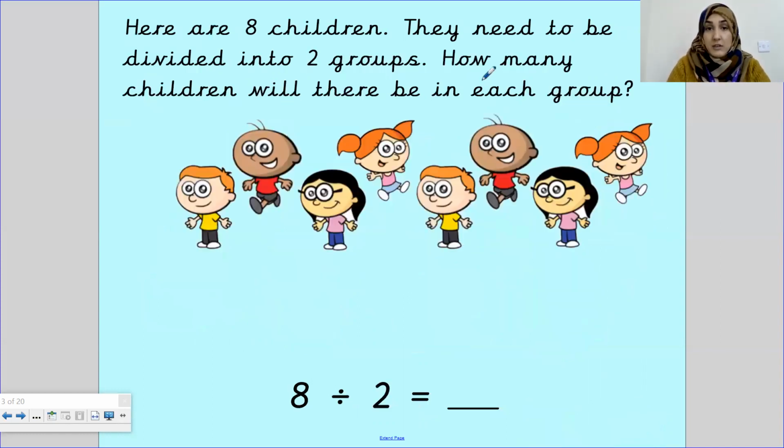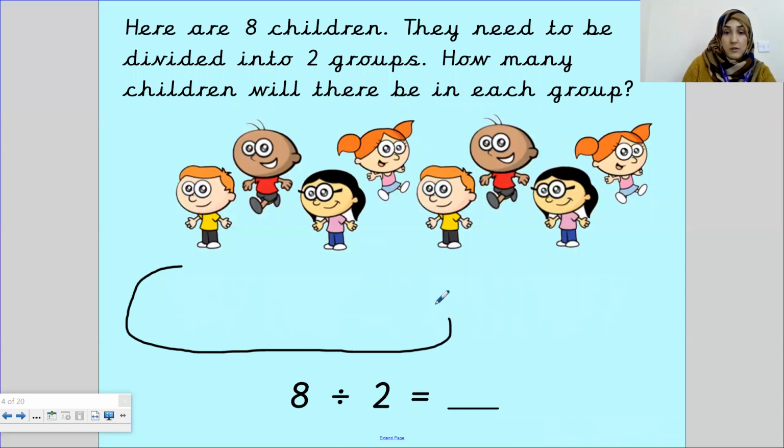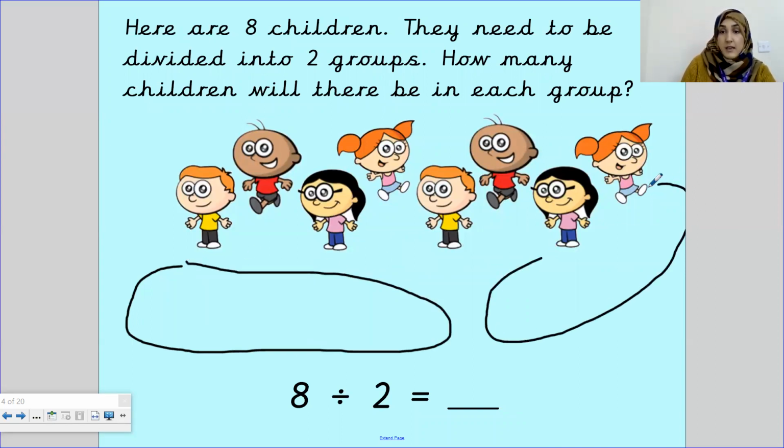Now, for the next question, it doesn't tell us how many children need to be in each group. Listen carefully. Here are 8 children. They need to be divided into 2 groups. So what I am going to do is, I am going to draw one group here, and I'm going to draw another group here.